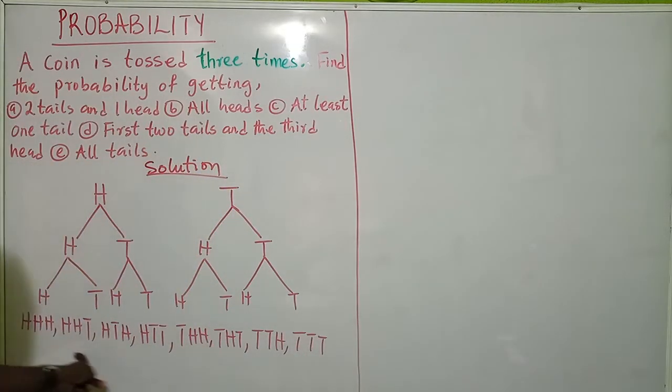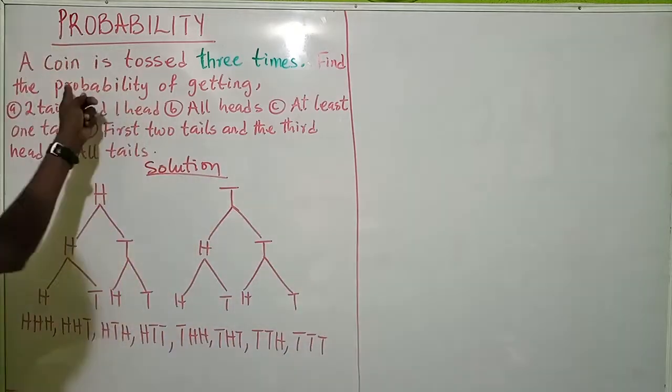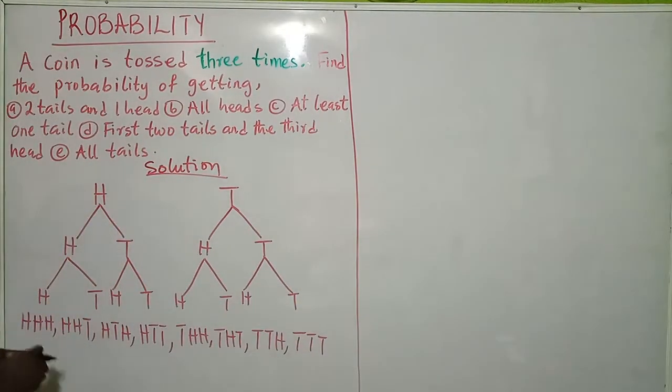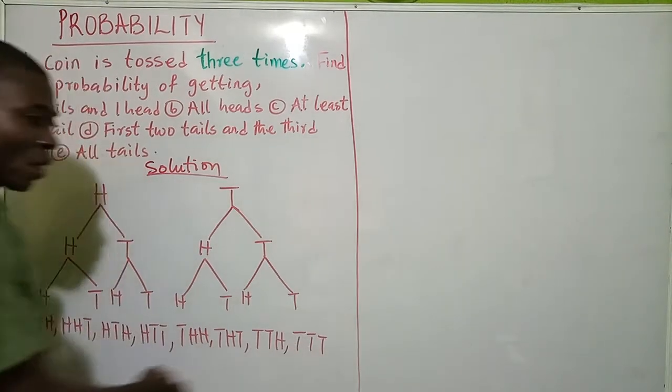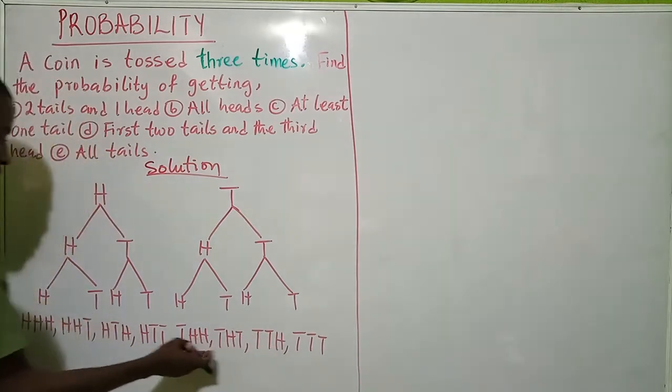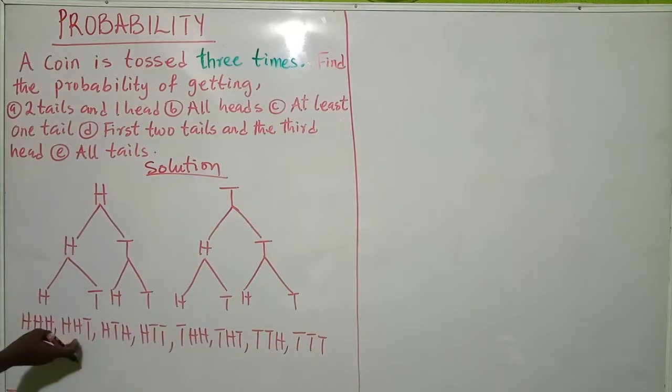So these are all the possible outcomes when a coin is tossed 3 times. So what is the total outcome? The total outcome here is 1, 2, 3, 4, 5, 6, 7, 8.